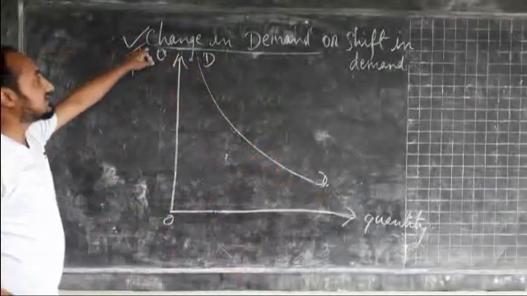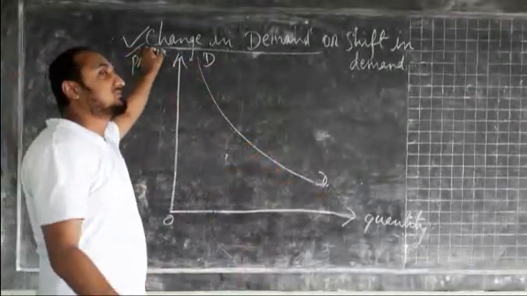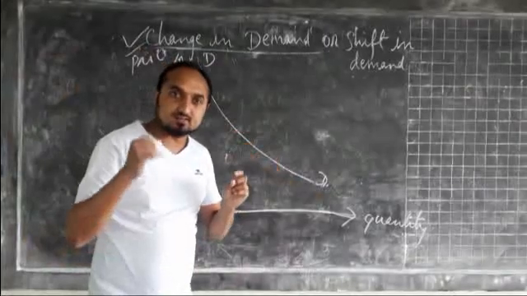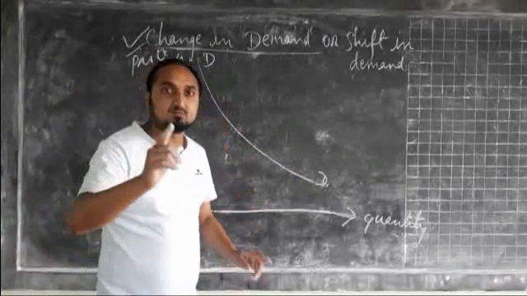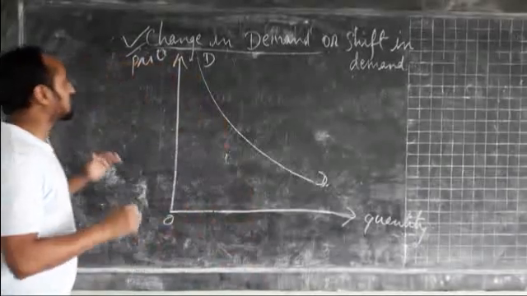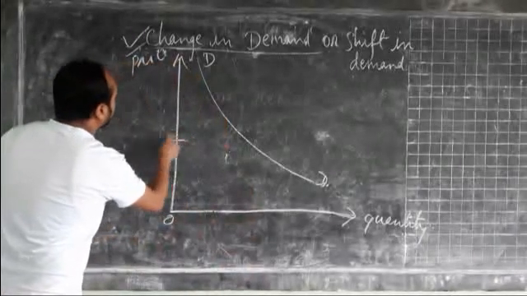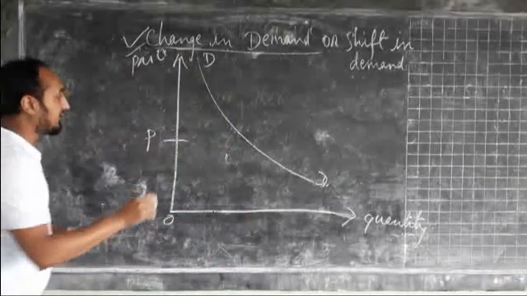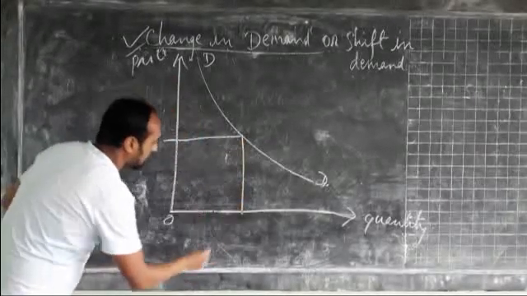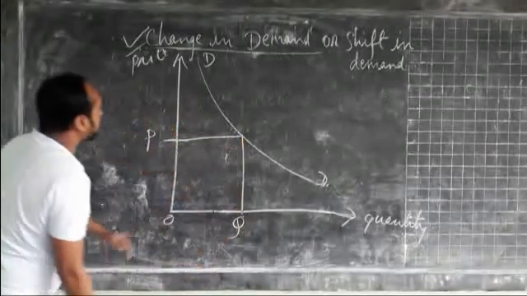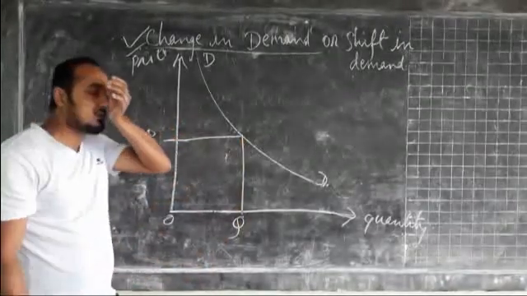And in the case of change in demand, as we have already mentioned, the quantity demanded is either increasing or decreasing, not due to price but due to change in other factors. So suppose the initial price of the commodity is given as P. Now at P, suppose the initial quantity demanded is Q. So OQ is the initial quantity demanded and OP is the initial price.